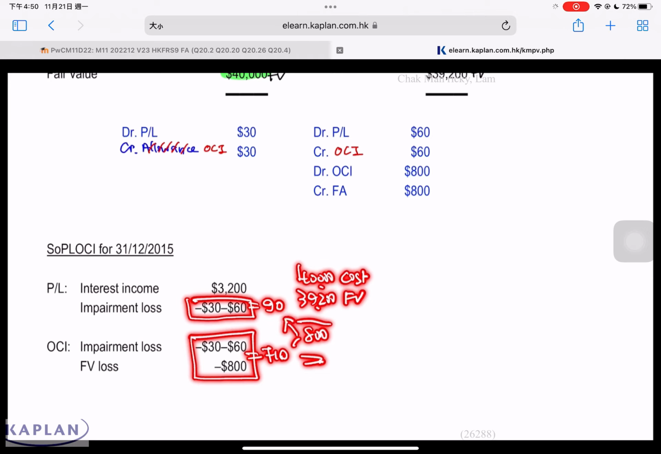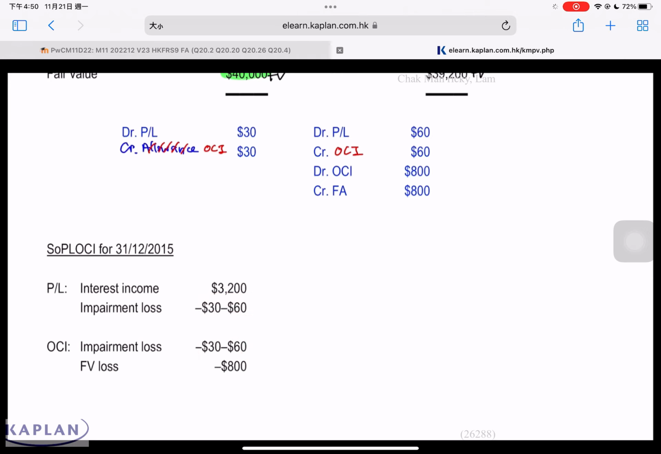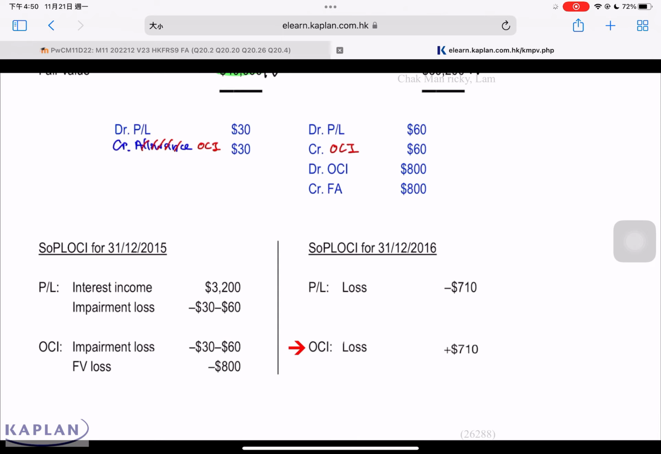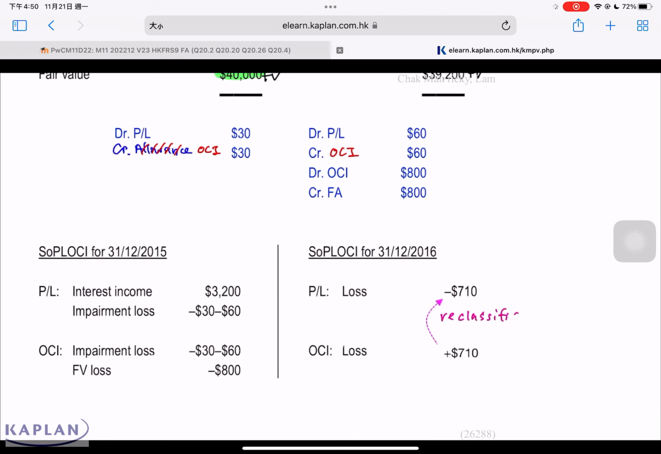Partly is impairment loss, partly is a change in fair value. When we prepare the statement of profit and loss and other comprehensive income for 2016, in the profit and loss, we have a $710 loss. This loss is a reclassification from OCI to P&L. This is a reclassification from OCI to P&L when the asset is disposed of. Must pass entry to transfer from OCI back to P&L.